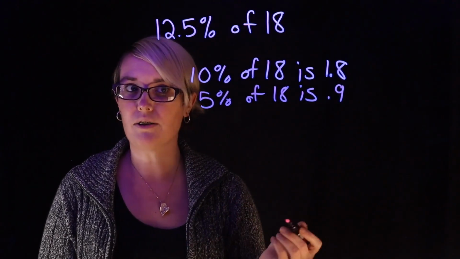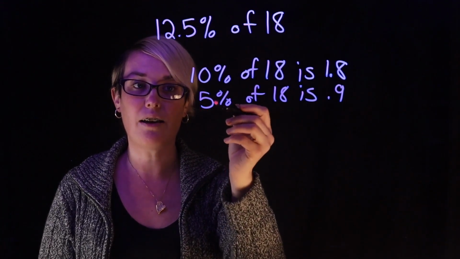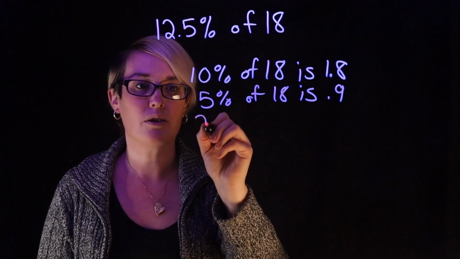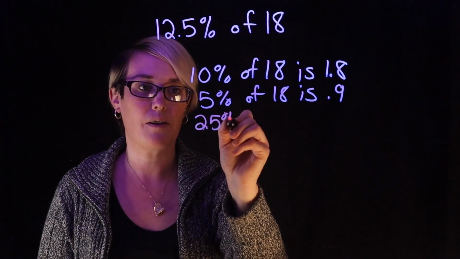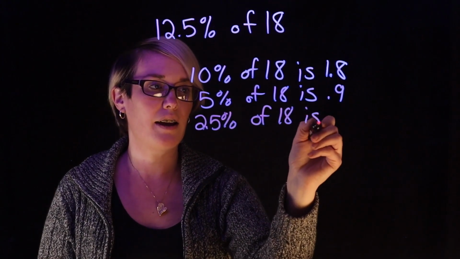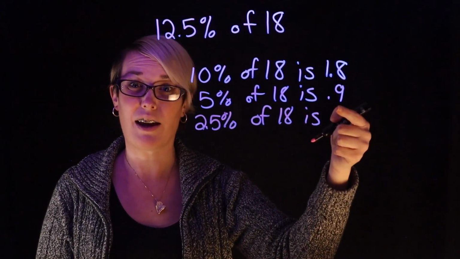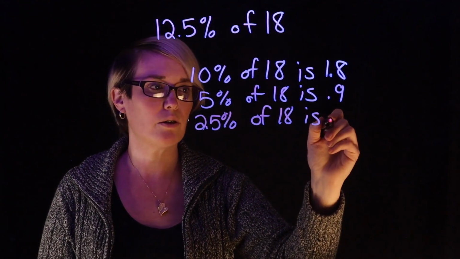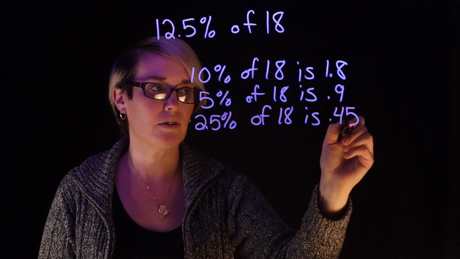All right, but that's not where he finished. What he did was he took half of 5%. So 2.5% of 18, and again he just took half of that, so that's 90 cents. So he told me that's 45 cents.